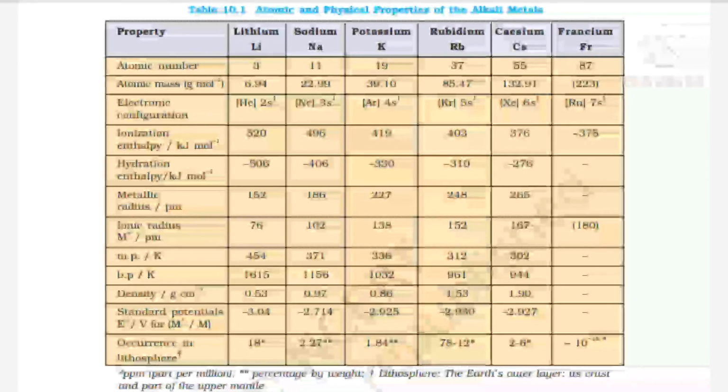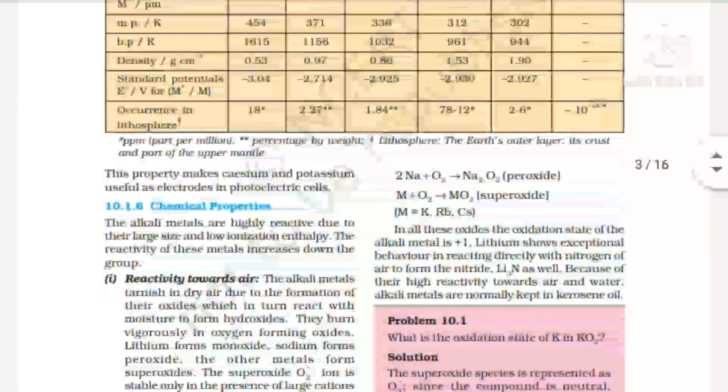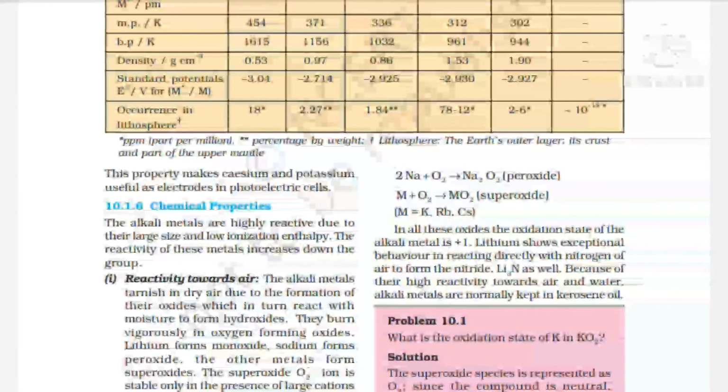Then chemical properties: the alkali metals are highly reactive due to their large size and low ionization enthalpy. The reactivity of these metals increases down the group.